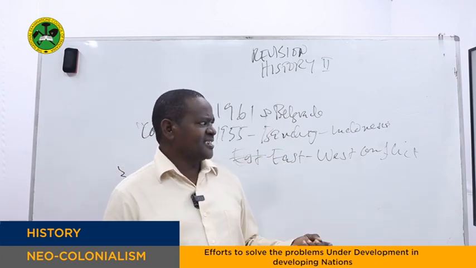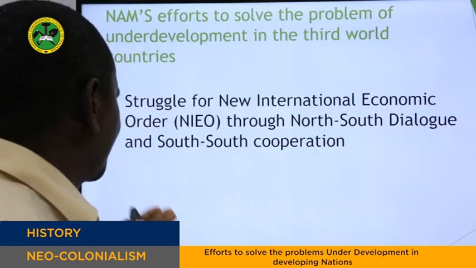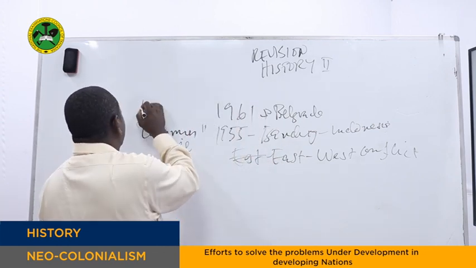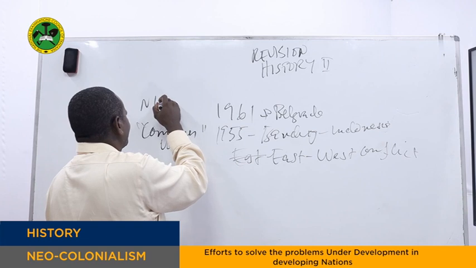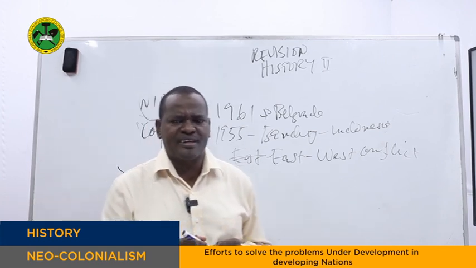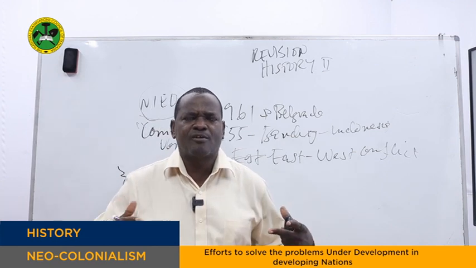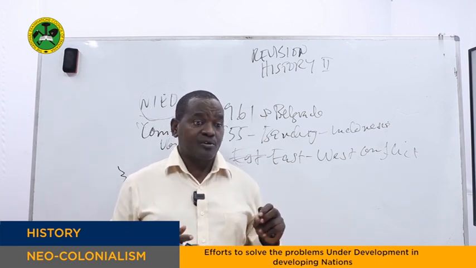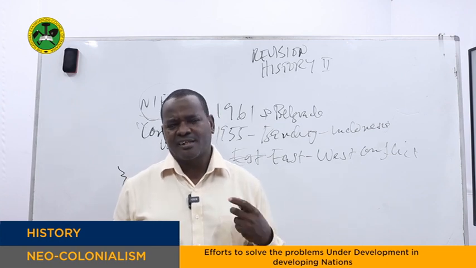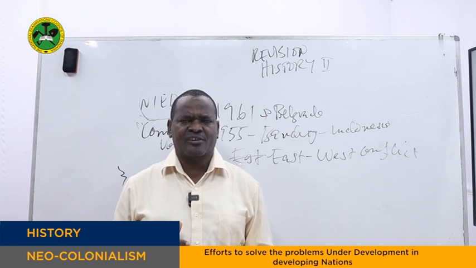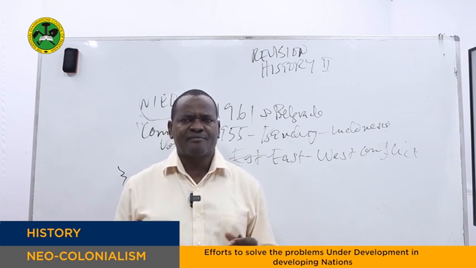That is the second. The third is to struggle for a new international economic order. What does this new international economic order mean? It means that the southern countries are complaining, and these are complaints which exist even now, that the third world countries don't have a say in the international economic systems. Everything in the international economic systems is planned by the developed countries.